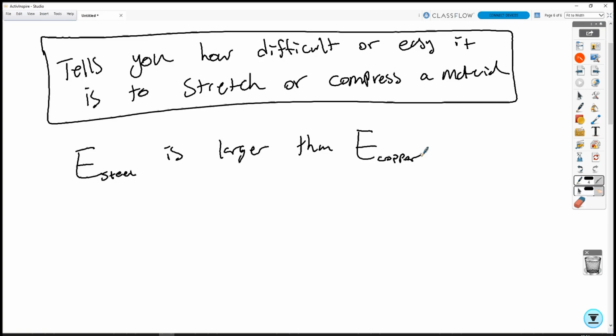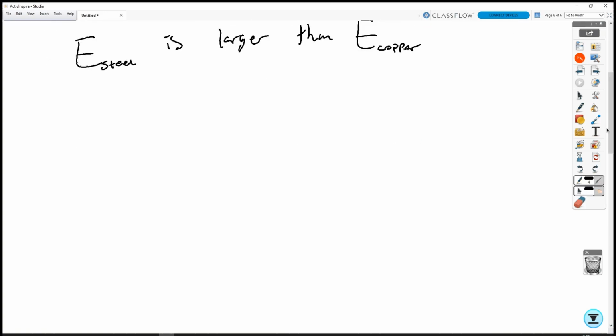Now, Young's modulus is related to two other quantities, stress and strain, which we'll go over now. So stress is something that a material experiences when there is a force acting on that material. And stress is simply just the ratio between the force and the cross-sectional area of that material. And the symbol for that is the lowercase sigma.